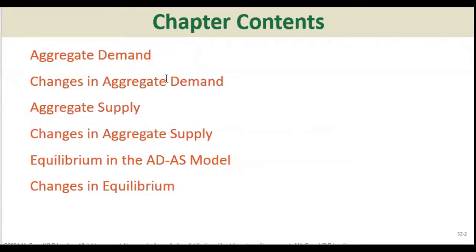So here is the content of the chapter: we have aggregate demand and changes in aggregate demand. We'll look at aggregate supply and view all the factors that shift the aggregate supply schedule. Before we talk about equilibrium, aggregate demand and aggregate supply. And also, after we explore the equilibrium, we're also going to see what are the factors that cause the equilibrium to change.